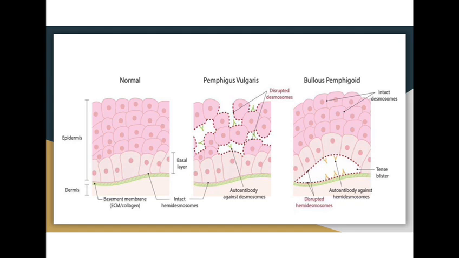In bullous pemphigoid, the IgG autoantibodies form against BP180 and BP230, which are components of the hemidesmosomes, leading to the separation of epidermis from the basement membrane, presenting as tense subepidermal blisters.